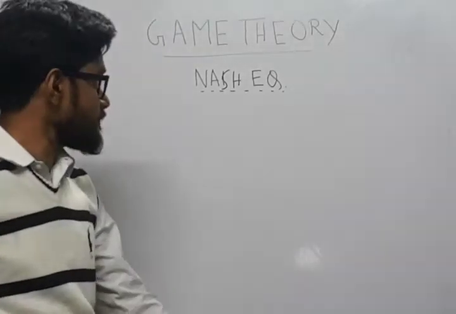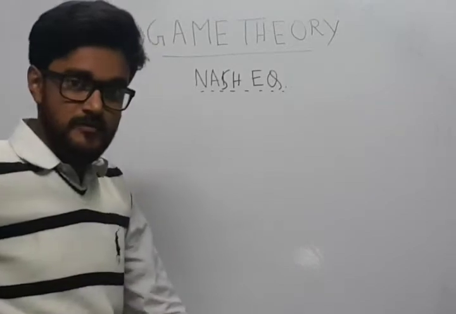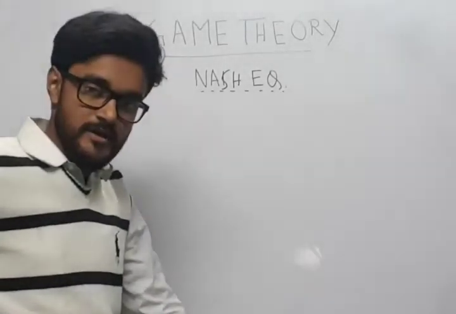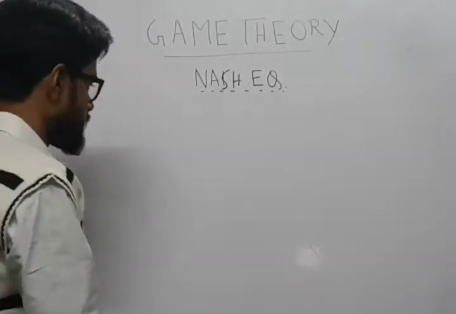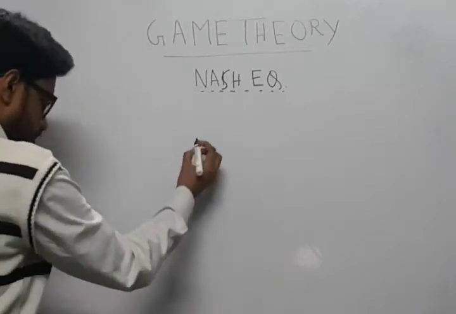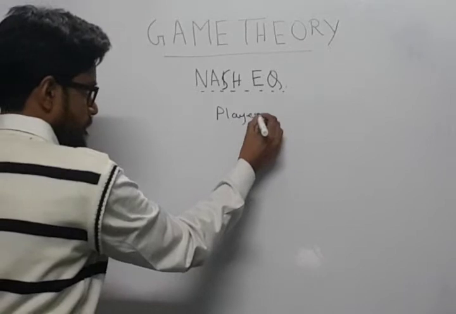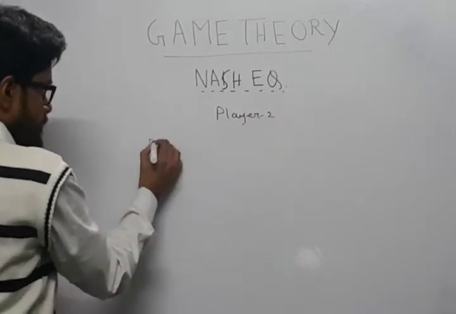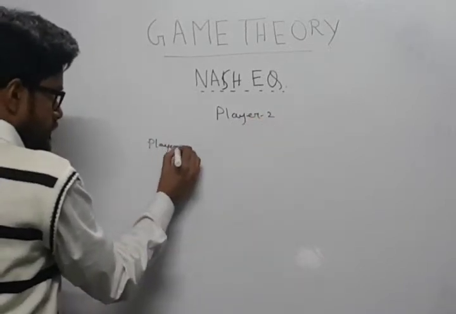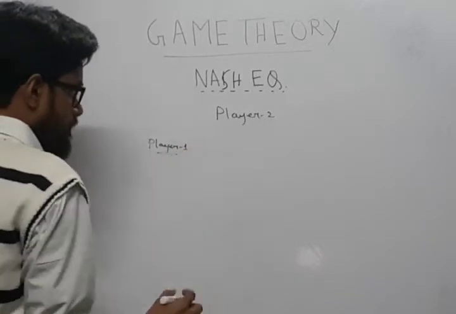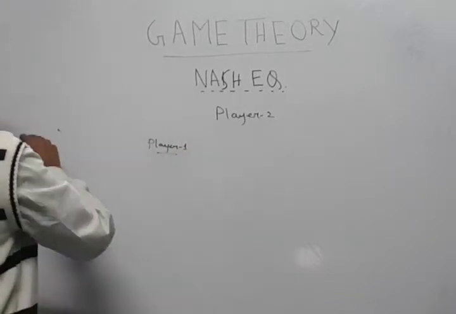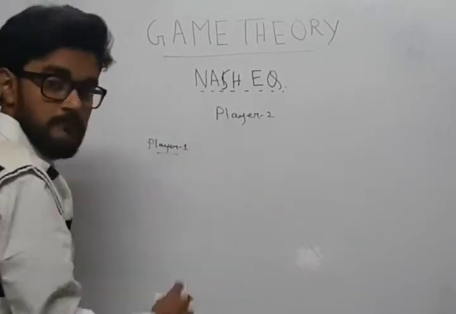So we are solving Nash equilibrium problems. Today we will be looking at this example, which goes like this. For player 2 and for player 1. Okay, so there are two players, player 2 and player 1.